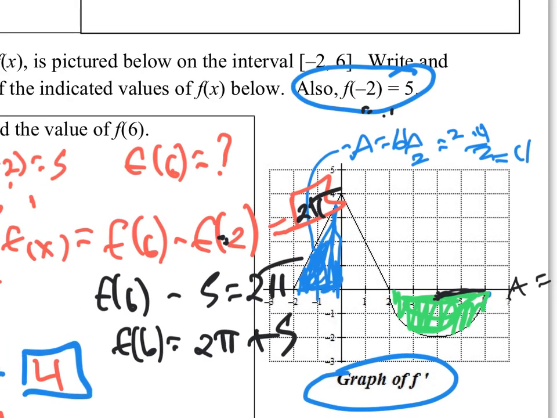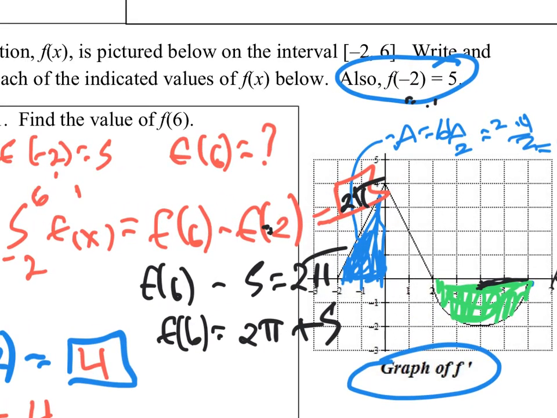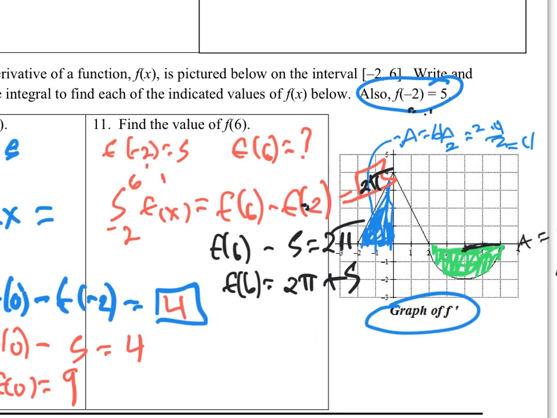That one, isn't it supposed to be 4 minus 2 pi? Where are you getting a 4? Because from the triangle. No, there's no triangle in this piece. It says from 0 to 6. Oh, I went from 2. Yeah, I went from 2.